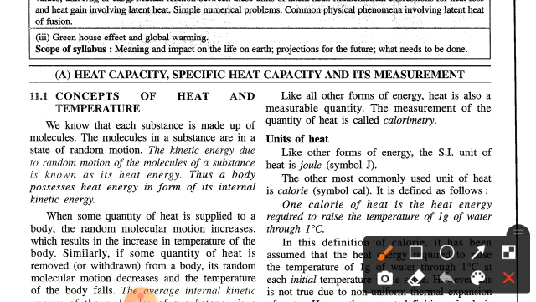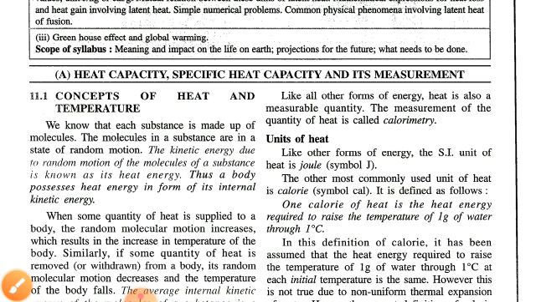Now we will discuss the unit of heat. Here you can see, like other forms of energy, the SI unit of heat is also the joule, and you represent it with the symbol capital J. The other most commonly used unit of heat is the calorie. And what is the relation between the joule and calorie? 1 calorie is equal to 4.2 joule. Fine. So it is defined as follows.